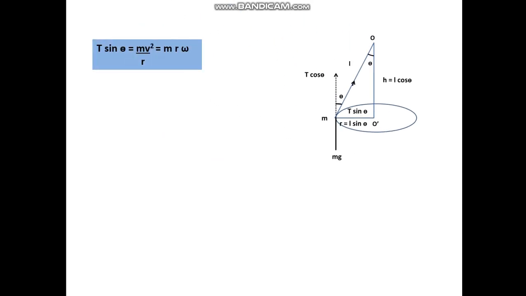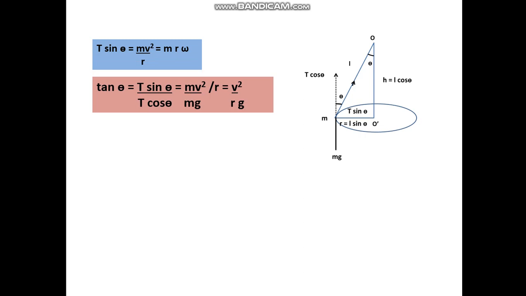So we can take the diagram again. And what do you find? T sin theta is nothing but the centripetal force, which is mv square by r, or that is equal to m r omega square. mv square by r is the centripetal force. We can write tan theta as T sin theta upon T cos theta. But T sin theta is mv square upon r and T cos theta is mg. So you just substitute the values and you cancel out and you get v square upon rg.